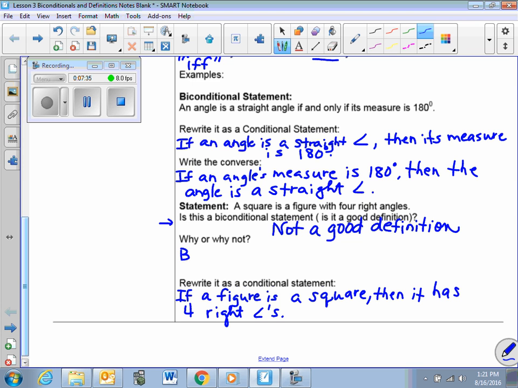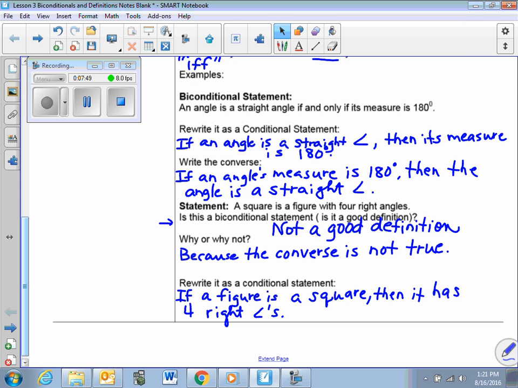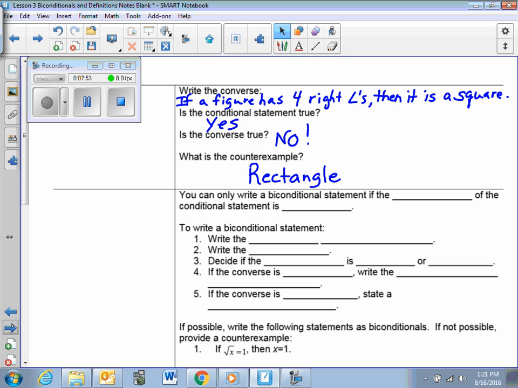Why or why not? Because the converse is not true. Conditional and converse must both be true in order to write a biconditional statement. And this is saying the same thing here. You can only write a biconditional statement if the converse of the conditional is true.